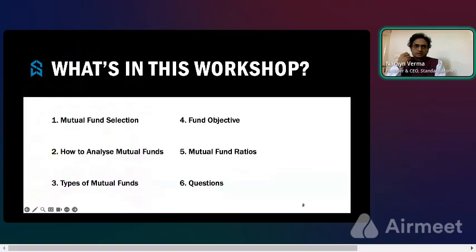So we'll have a brief look at all the selection criteria for mutual funds, and then we start analyzing the mutual fund criteria one by one. We also will see what types of mutual funds are there and different types of fund objectives, how they affect fund performance and fund evaluation. And then finally, some numbers, or you can say different types of numbers, which will give you an idea what kind of mutual fund you are getting into.